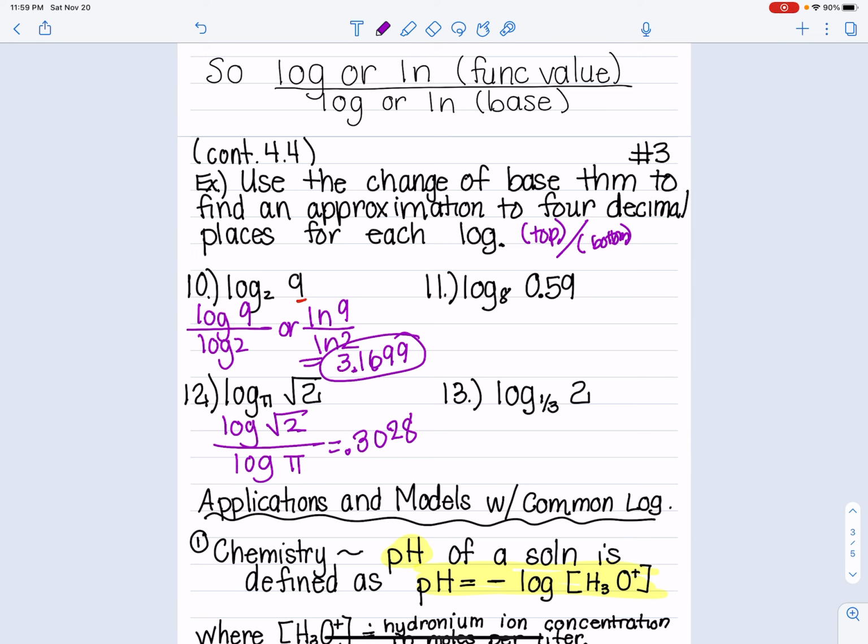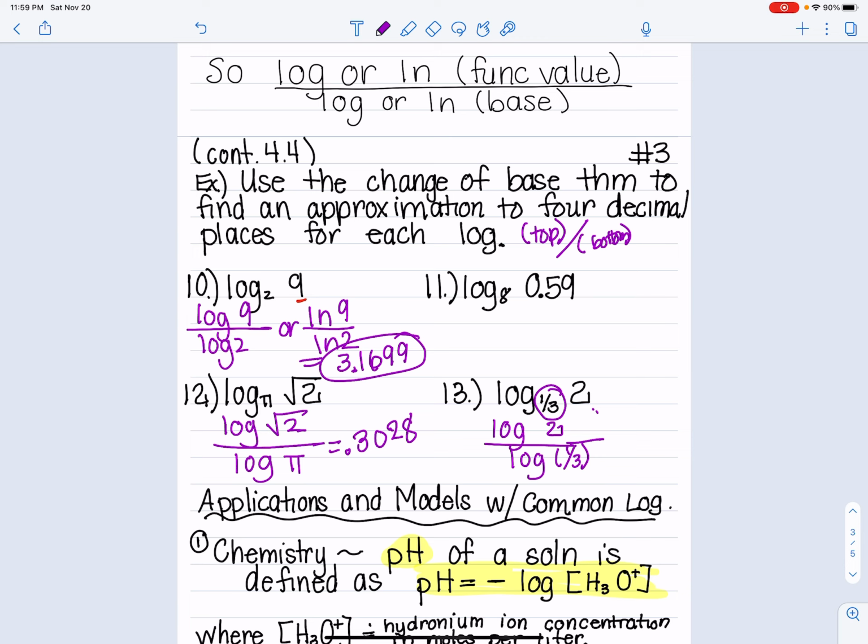Last one we're going to do is this one right here. Now remember when you got a fraction, I told y'all earlier, put it in parentheses. So we're going to say log of 2 over log of 1/3. Now when you put this 1/3 in, you have to put parentheses around it.